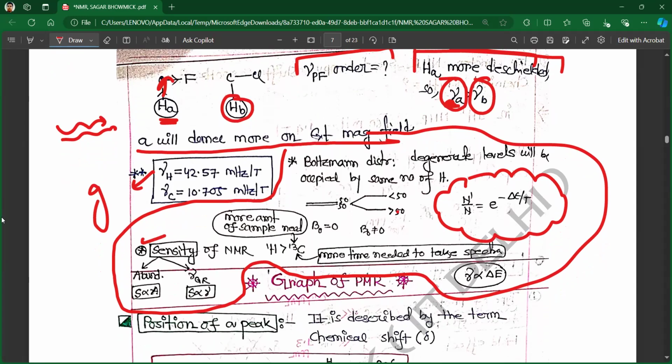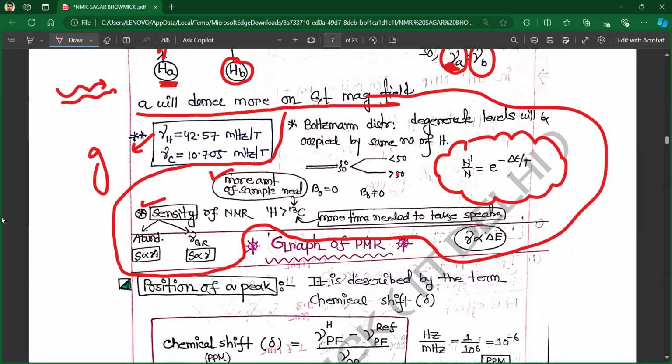Sensitivity. This is basically sensitivity of NMR. Hydrogen NMR is more sensitive than carbon NMR. Carbon NMR is less sensitive. That means more sample is needed; we have to put in more sample to have a good result. And less sensitive means it needs more time to take the spectra. So carbon NMR takes more time and more sample is needed to analyze carbon spectra. Okay.